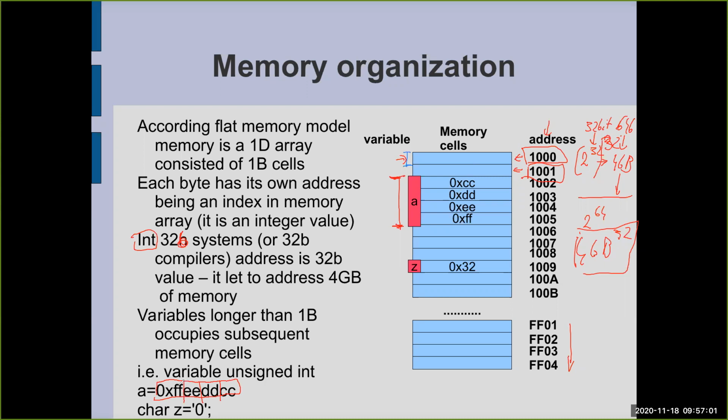So look, I have variable a in hexadecimal form. It is FFEEDDCC. So one possibility is that the least significant byte will be the first one. So we have CC DD EE FF. The other possibility, how we can write it, is FF EE DD CC.